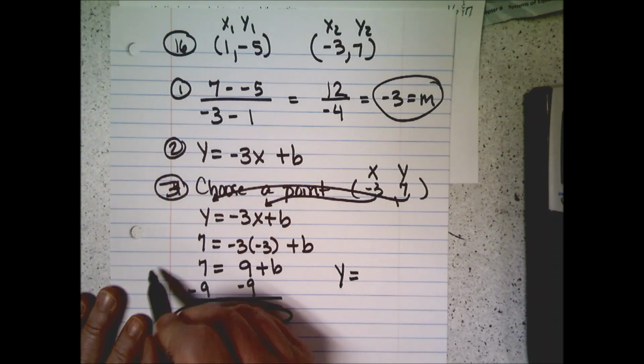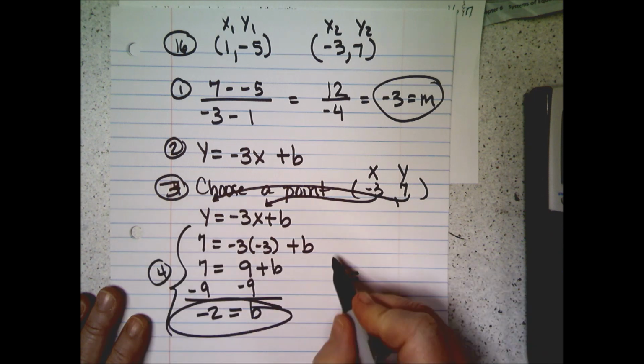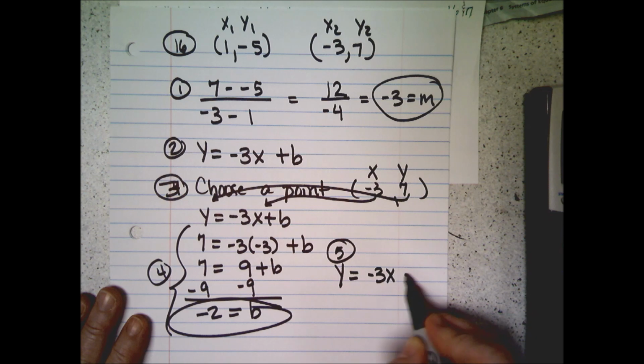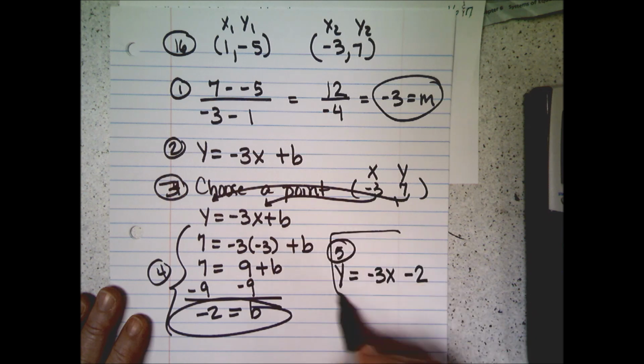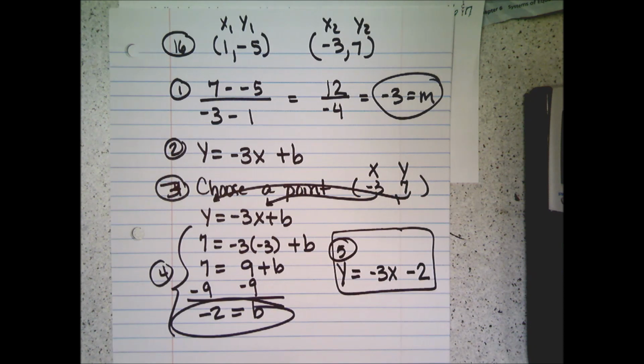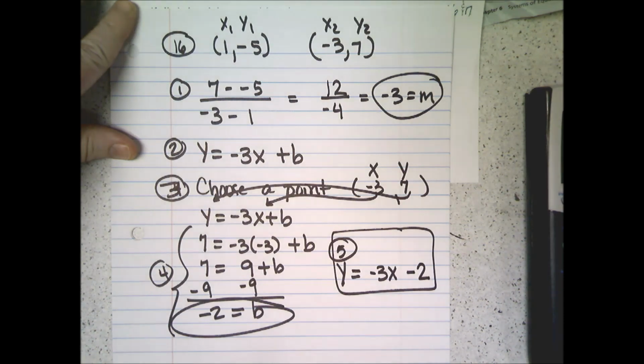Last part here, this was part 4, right here. Here's part 5. y equals -3x minus 2. Okay? Now on the test tomorrow, I might have to tell you that this is what I want you to do instead of what the test asks you to do, because I think it asks you to do something different. Everybody good with 16? Is 17 the last one, is it?